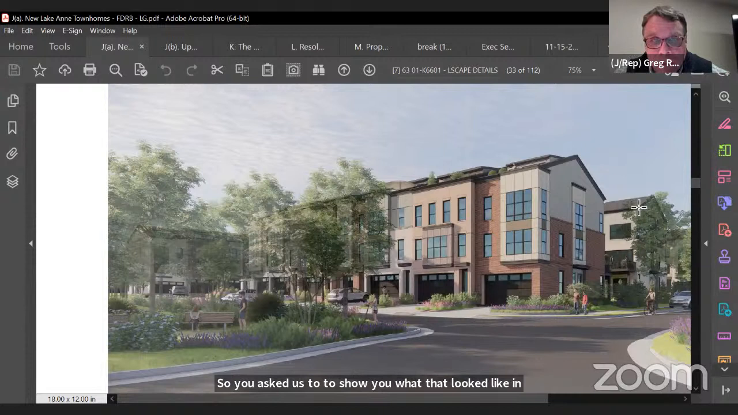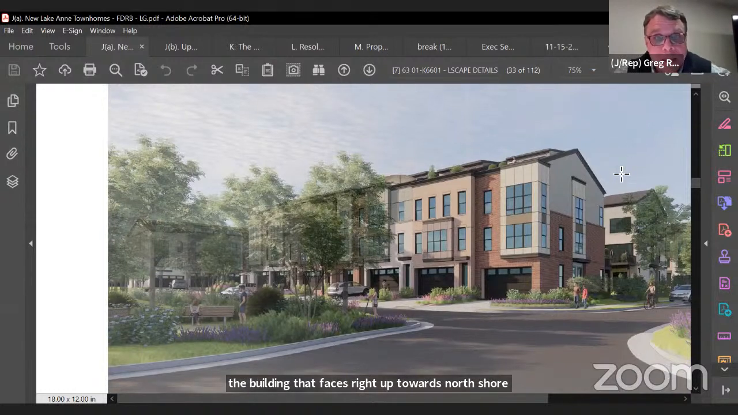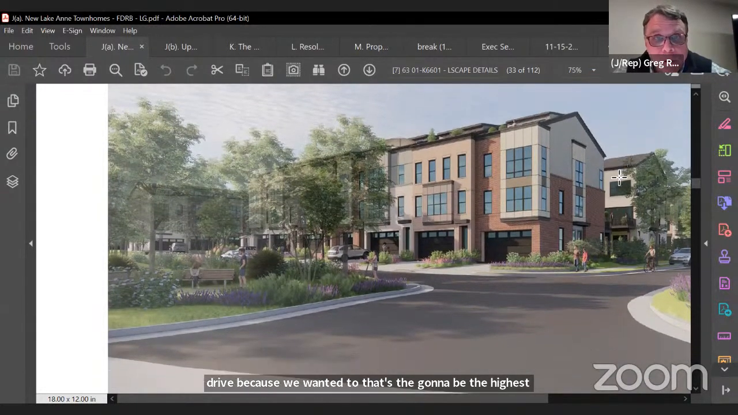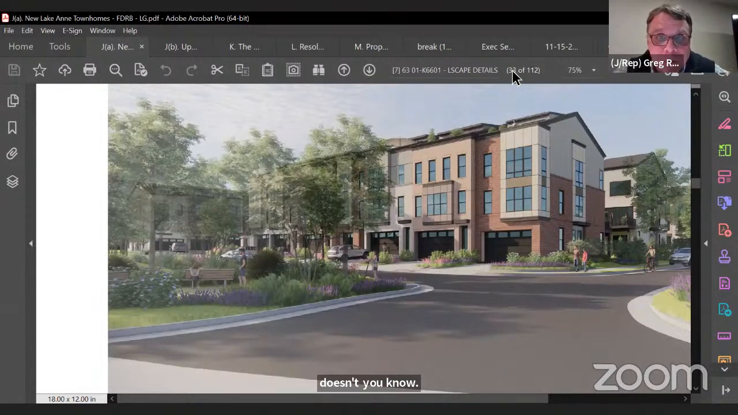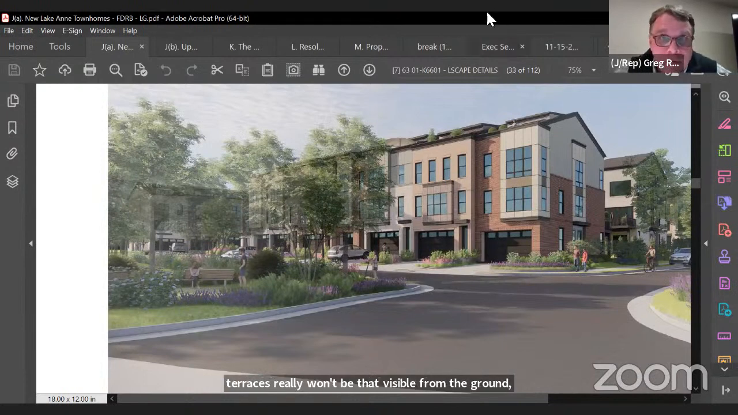And we've picked the building lots 1 through 7, which is the building that faces right up towards North Shore Drive, because that's going to be the highest visibility building in the community. So we wanted to show that on the rendering. I think it does a good job of showing that the rooftop terraces really won't be that visible from the ground. And as you move further back from the site, I think they'll be even less visible as you get on the other side of North Shore Drive.